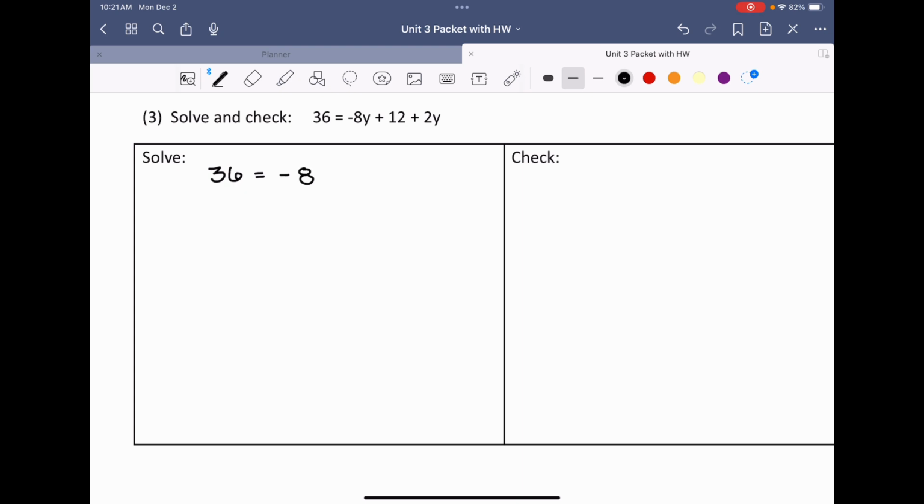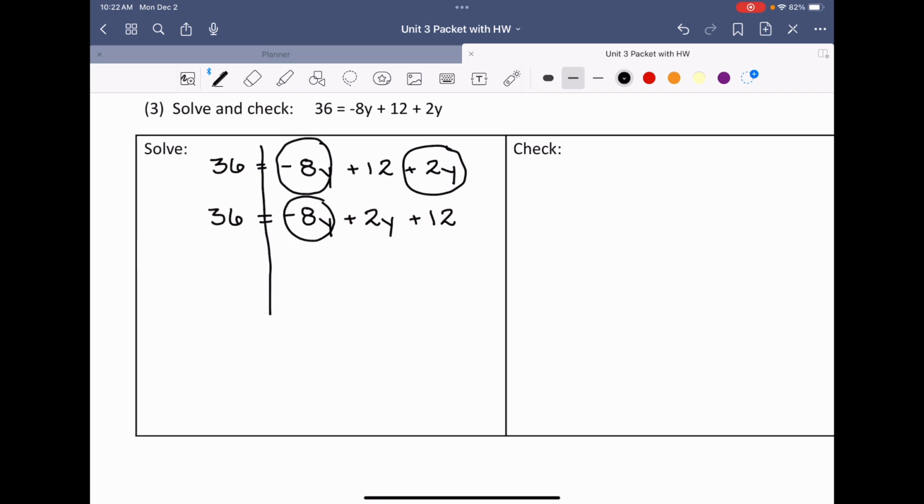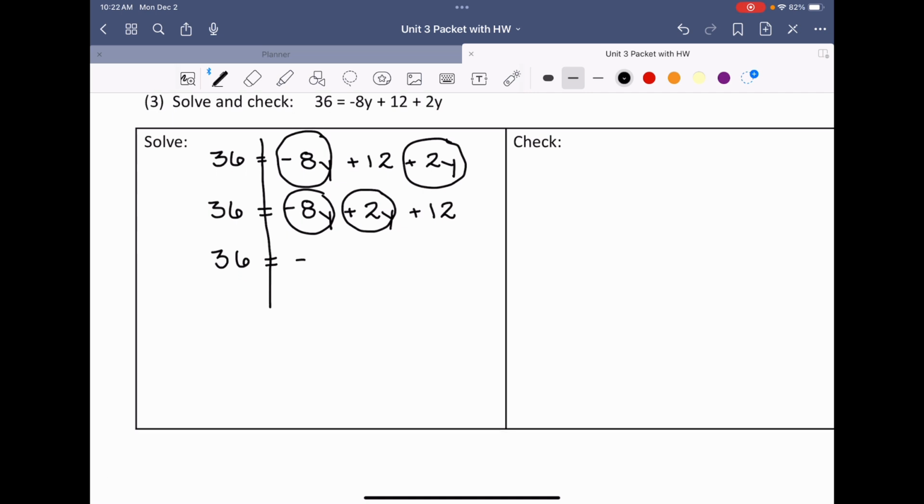So 36 equals negative 8y plus 12 plus 2y. Draw your line down your equal sign. Combine like terms on the same side. Negative 8y, positive 2y. Now, they're not next to each other, but that's okay. I'm going to rewrite 36 equals. Now, negative 8y plus 2y, if you want to rewrite these so that they are next to each other, you can. Then go ahead and combine them. Negative 8 plus 2 is negative 6y plus 12.